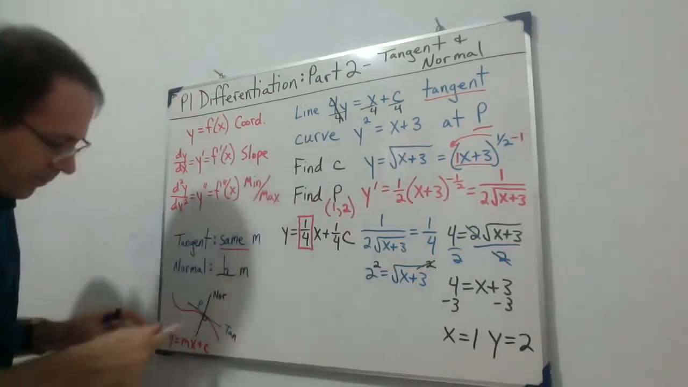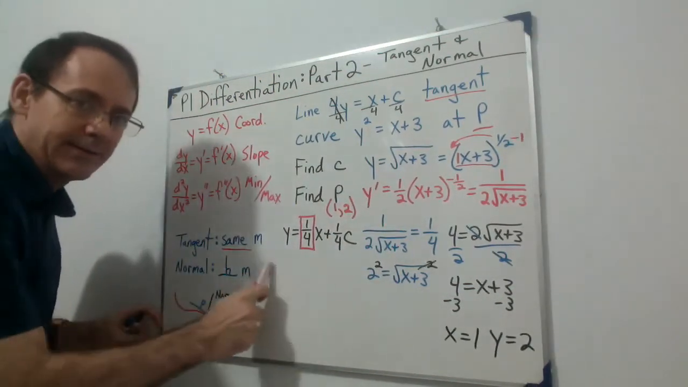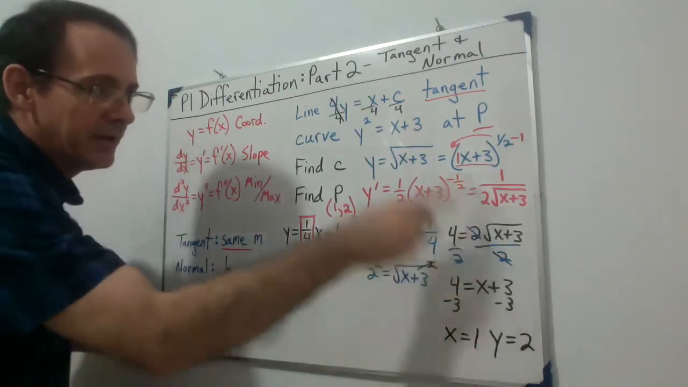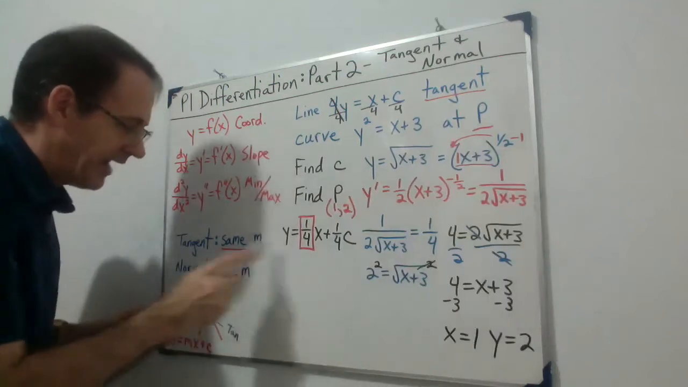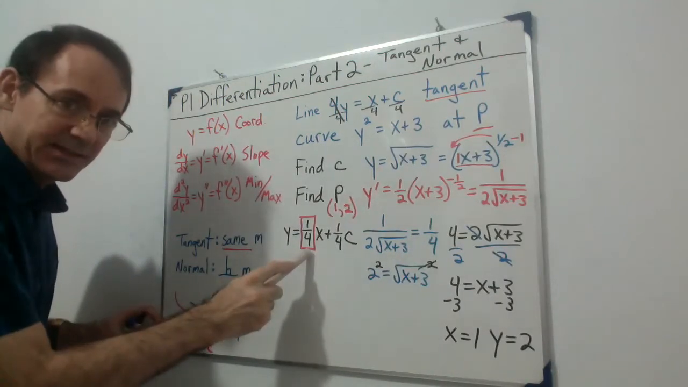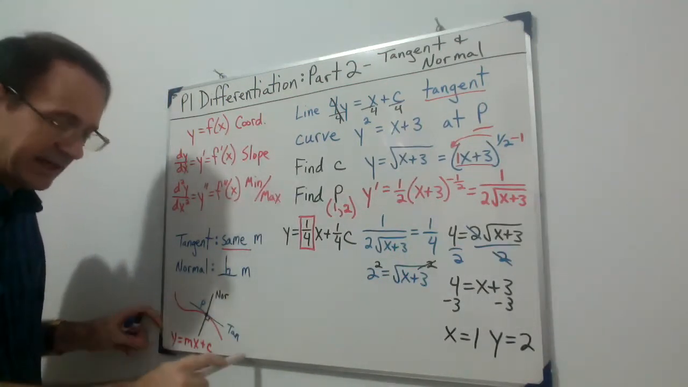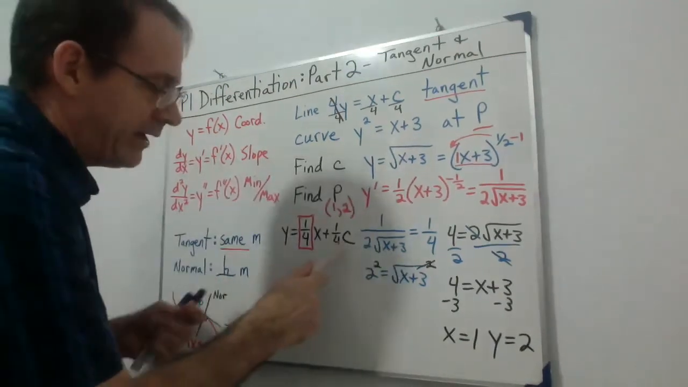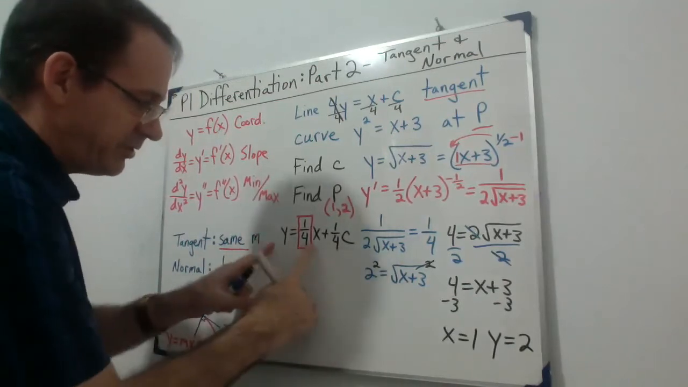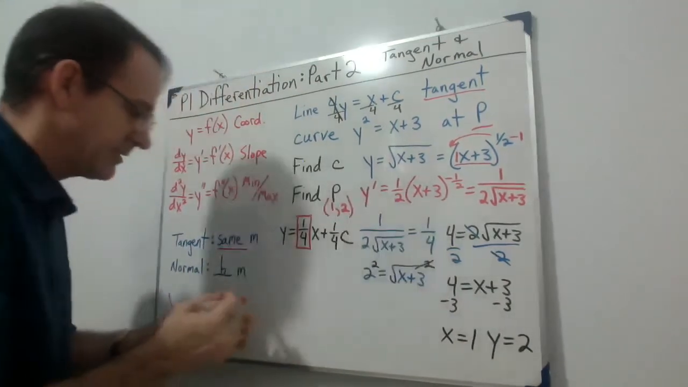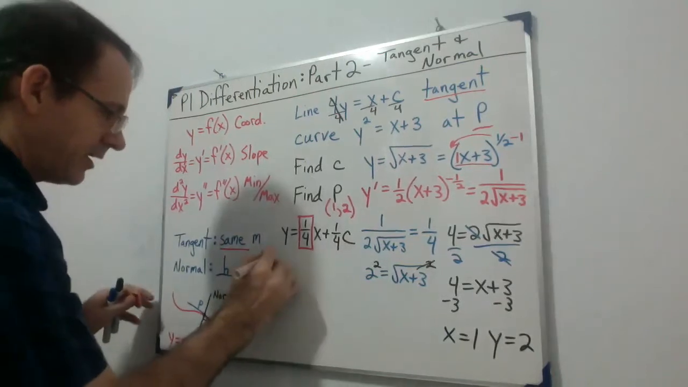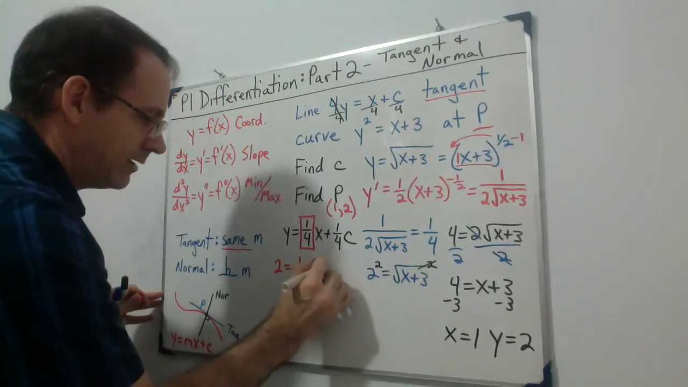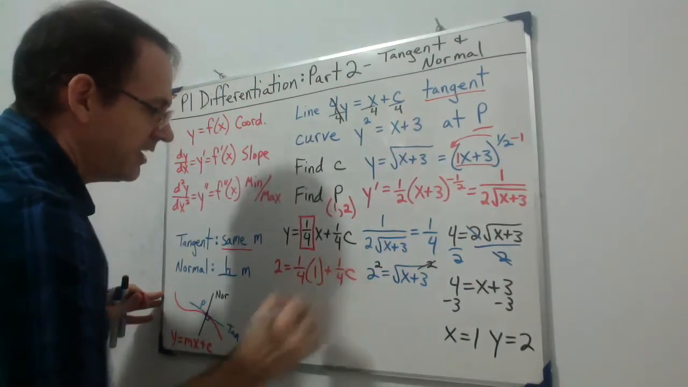Now remember, point P is on our tangent line. That's why we know that the slope of point P is the same as our tangent line, okay? Because the tangent line shares the slope of the point on the curve. So now we need to find C. To find C, you need an x and y. We now have an x and y, so we can plug this in. 2 equals 1/4 times 1 plus 1/4 C.